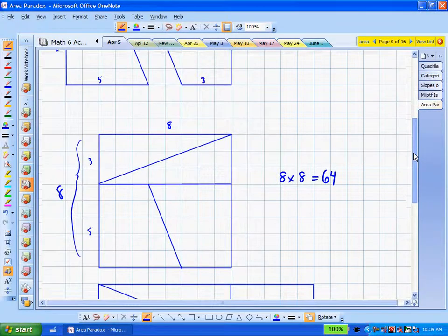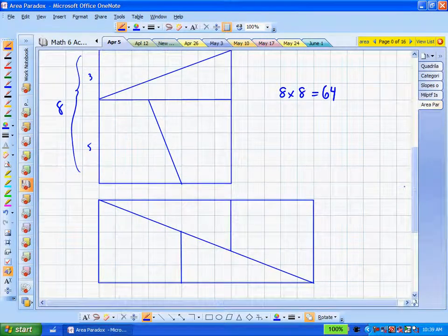When they get the rectangle together, it ought to look something like this. And this rectangle looks great. It's a 5 by 8, and 5 make 13. So it's a 5 by 13 rectangle, which is great. And 5 times 13 is 65, not 64. So here's the paradox.